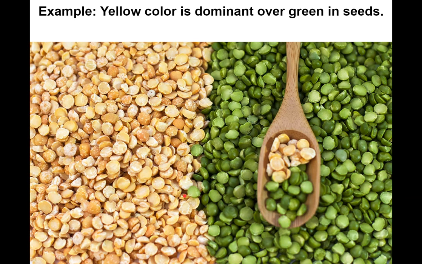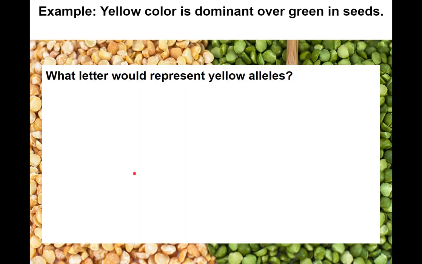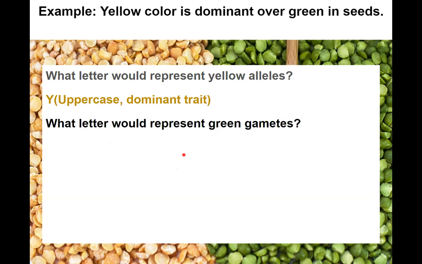Okay. All right, so let's do an example of this. Yellow color is dominant over green in seeds, like in these pea plants. Okay, so here's yellow ones, here's green ones. Yellow is dominant. What letter would represent yellow alleles? Well, they always pick the dominant allele to get the letter. So it's Y for yellow. So it's uppercase and dominant. What letter's representing the green?